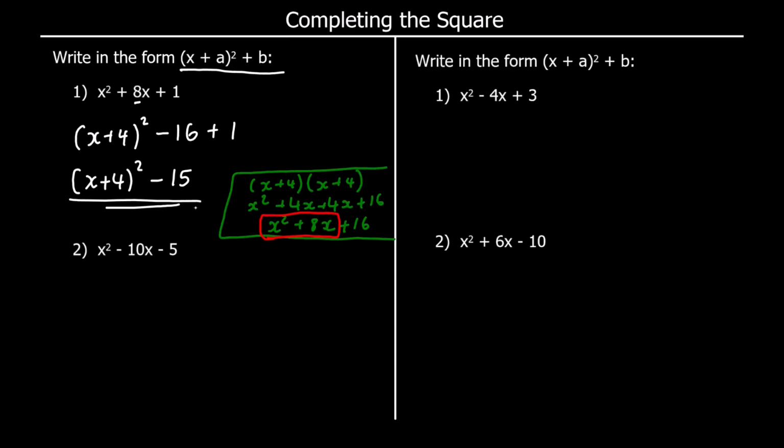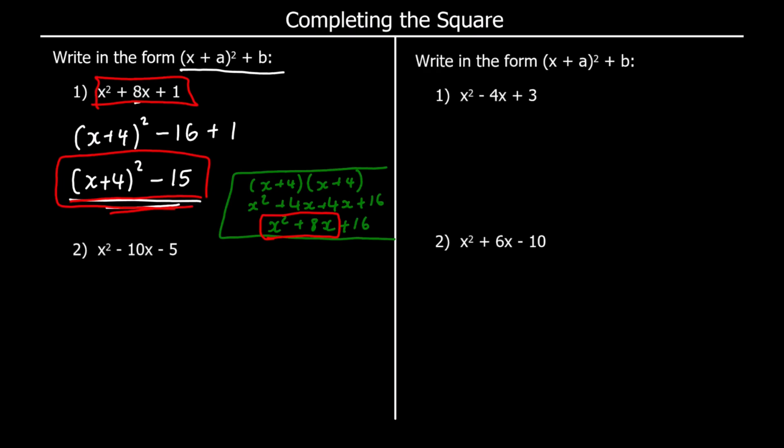So this, what I've got now, x plus 4 squared minus 15 is exactly the same as x squared plus 8x plus 1. It's exactly the same, it's just been rewritten.